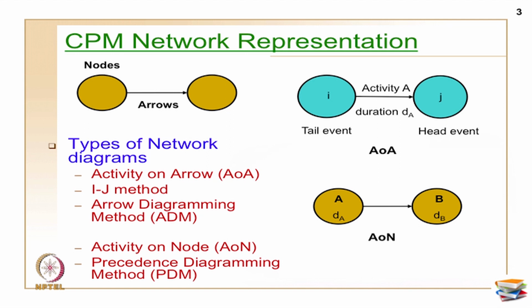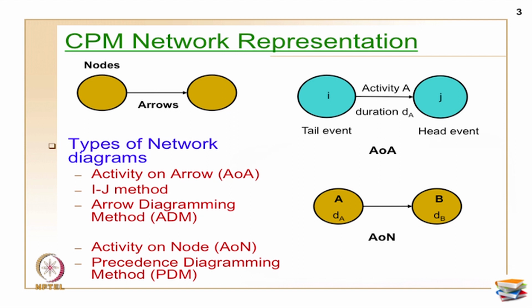The other names for AOA are IJ method and arrow diagramming method, and the AON method we also call precedence diagramming method, but PDM is generally referred to as an advanced version of AON. So, this is all on the background. Now, as I told you, where you represent the activities, therein only you have the 2 methods. In the first method, activity on arrow diagram, the activities are represented along the arrows, as the name also implies.